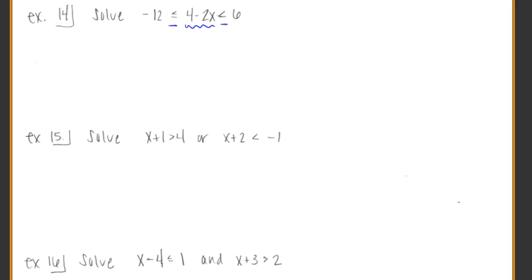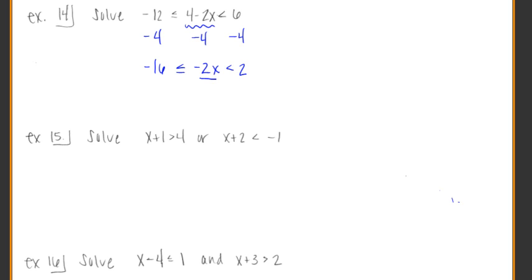What's the first thing you would probably want to get rid of? Well, you're like, oh, I would subtract the 4. The only difference here is we have to do it to 3 parts: the left side, the right side, and the middle. That's the only difference. We're still going to isolate that variable, just in the middle, kind of sandwiched in there. So -12 minus 4 is -16. And I have the -2x left in the middle. And then 6 minus 4 is 2.